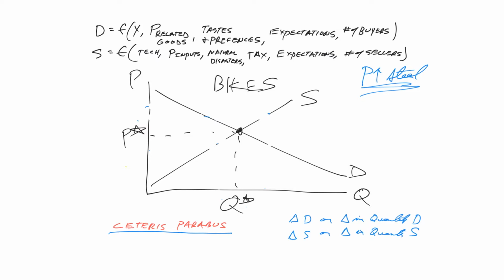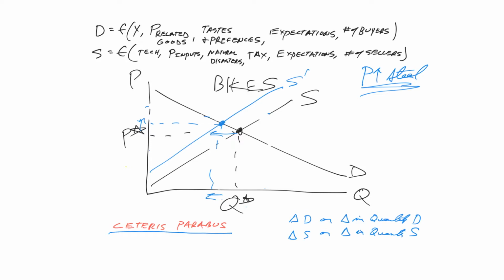So that would be a leftward shift in the supply curve. That would be a decrease in supply, or a change in supply, but more specifically a decrease in supply. And that is, we have a new equilibrium right there. Equilibrium price goes up. Equilibrium quantity goes down.